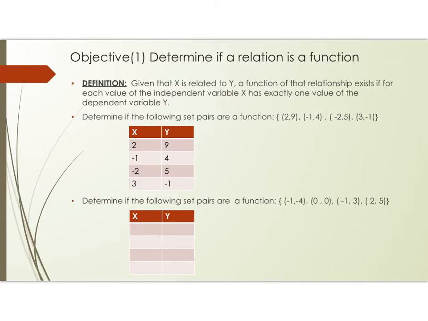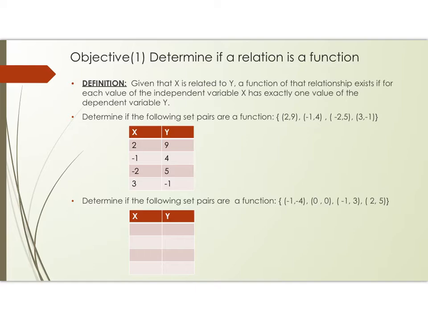Our first objective is to determine if a relation is a function. The definition is, given that x is related to y, a function of that relationship exists if, for each value of the independent variable x, there is exactly one value of the dependent variable y. So in our first example, determine if the following set of pairs is a function.